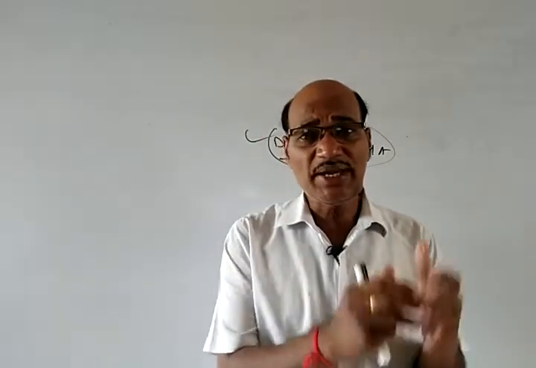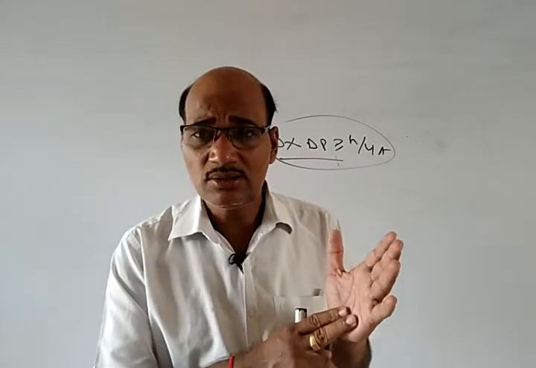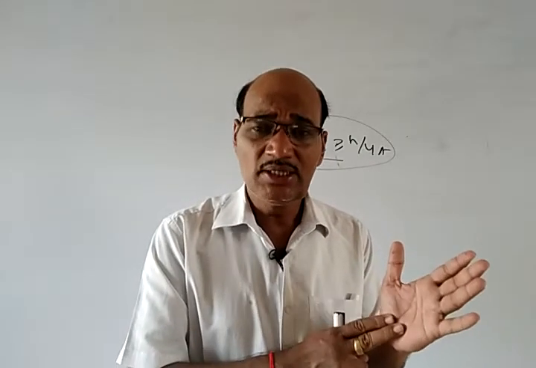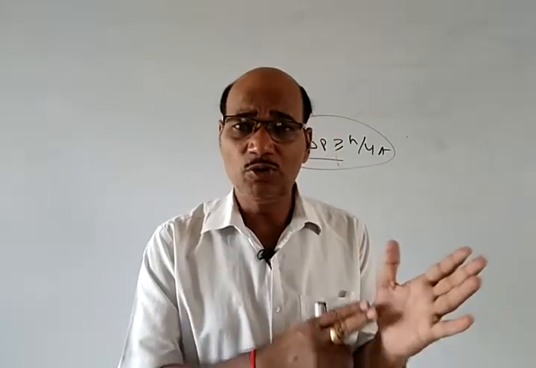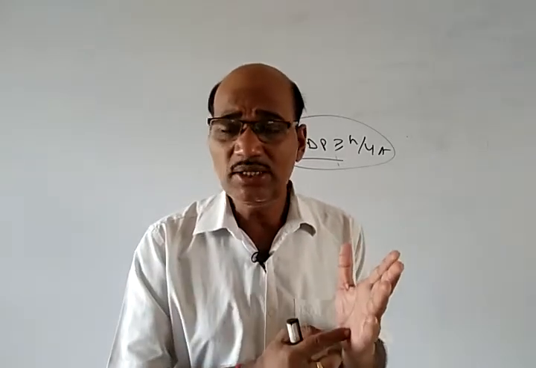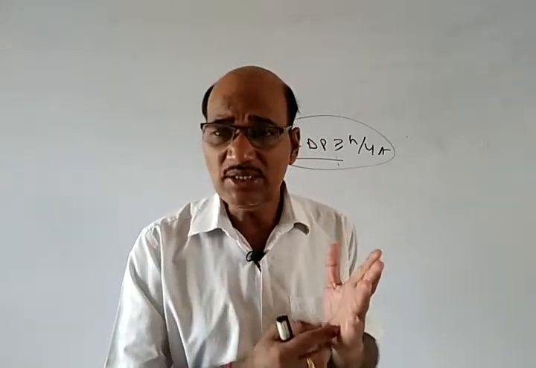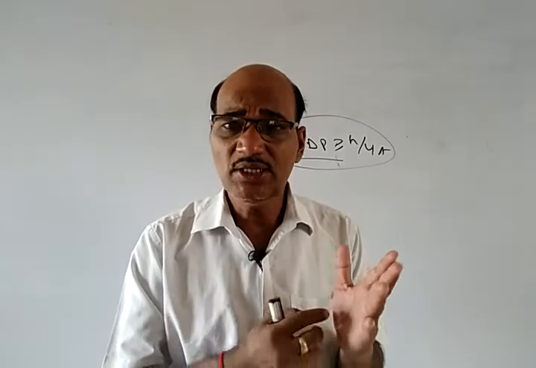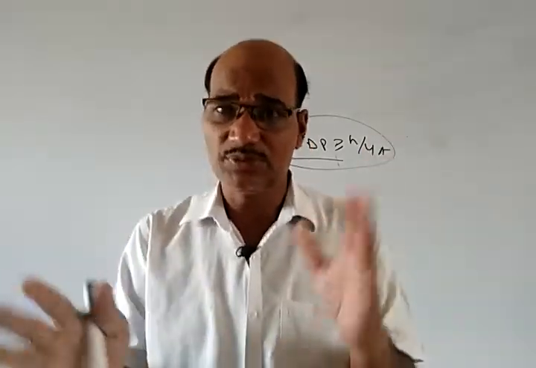So when we have n equal to 1, it is K cell, n equal to 2, it is L cell, n equal to 3 is M cell, n equal to 4 is N cell. Similarly, when l is equal to 0, it is s subcell, l equal to 1, it is p subcell, l equal to 2, it is d subcell, l equal to 3, it is f subcell.